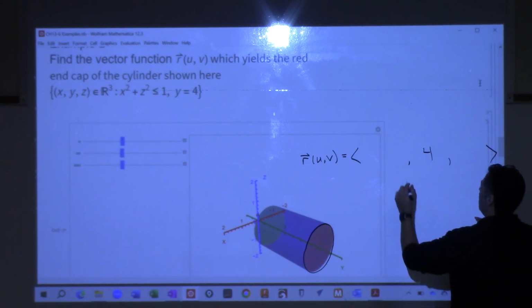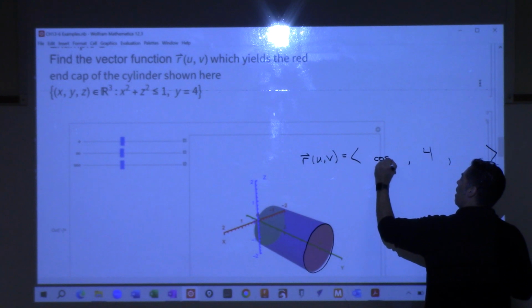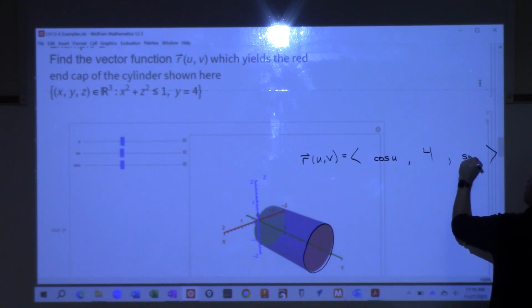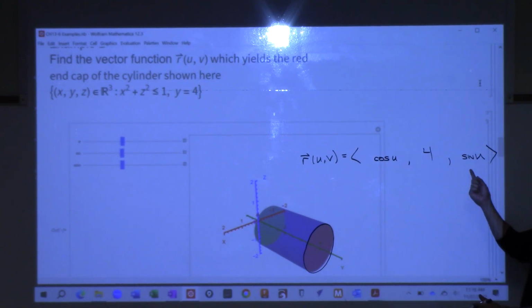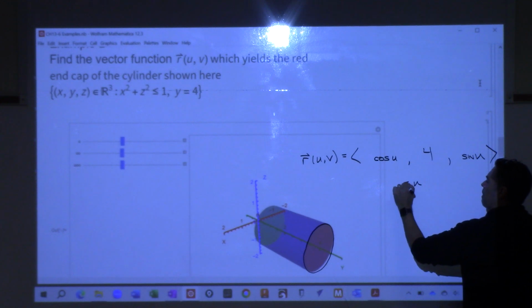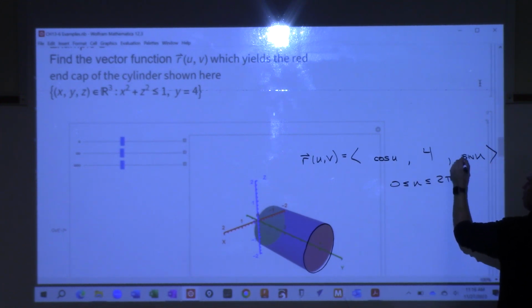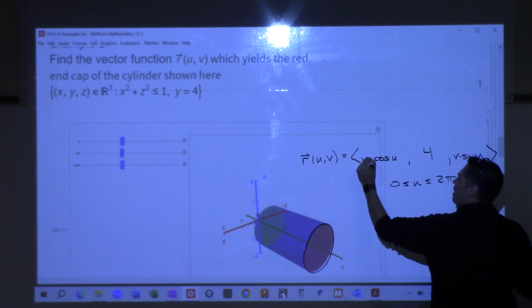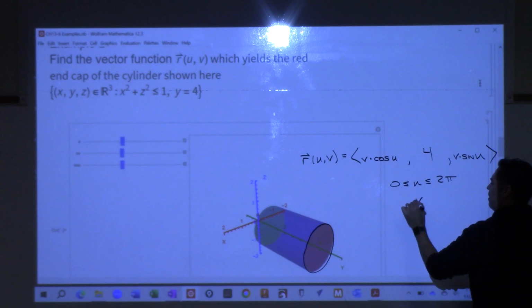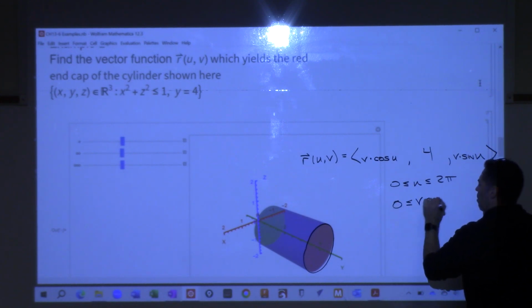So let me see here. I'm going to do cosine u, sine u here. That draws me a circle. Right now that's a circle of radius 1, isn't it? But I want that radius to adjust. 0 to 2 pi here. So I want that radius to adjust. So let me adjust it using the variable v in front. V in front. And then v would be between 0 and 1.